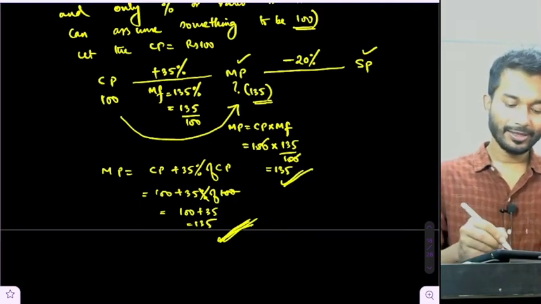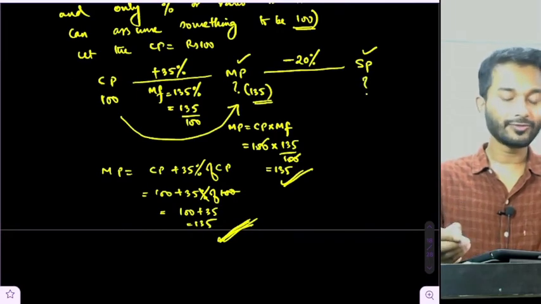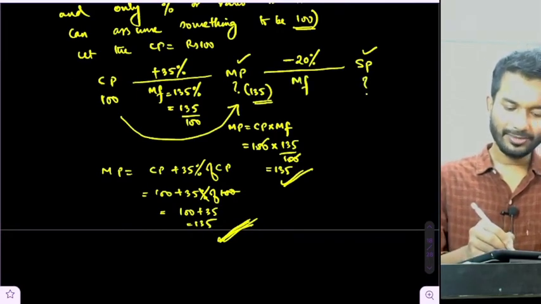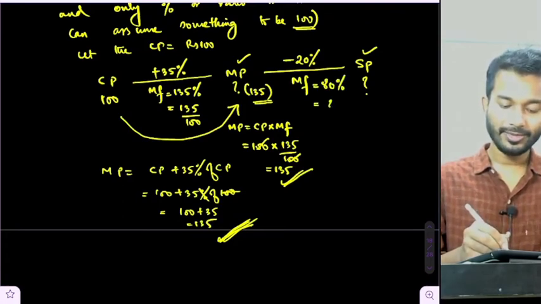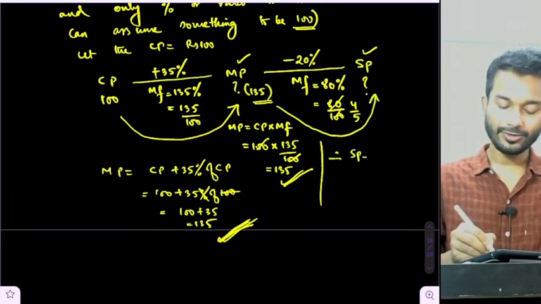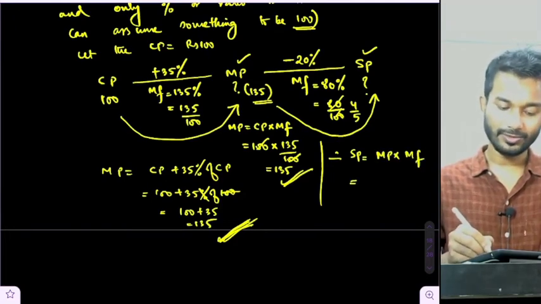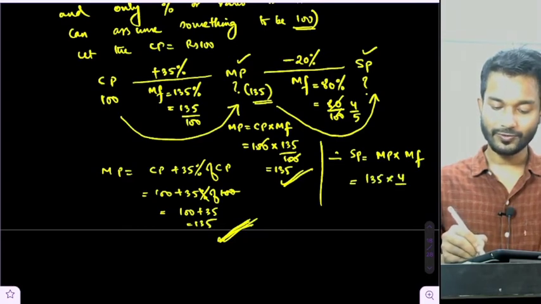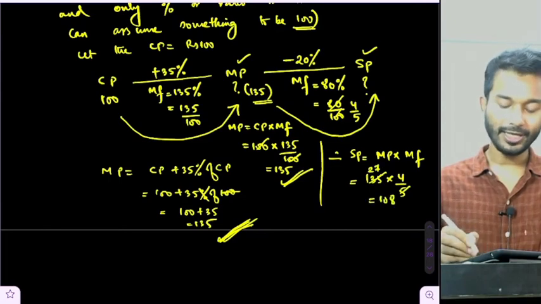Okay. They are asking us to find profit and loss, but before that we have to find the selling price. So we find the multiplication factor, which will be 80%. 100% minus 20% is 80%. 80 out of 100 gives us 4 by 5. We have to go in the forward direction to find the selling price. Therefore, selling price will be mark price into multiplication factor. In the forward direction we multiply. So that is 135 into 4 by 5. 5 2s are 10, 27 into 4 will be 108.